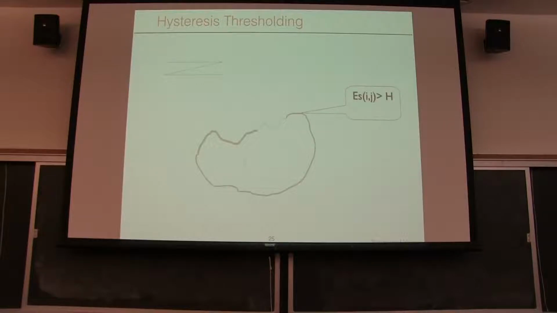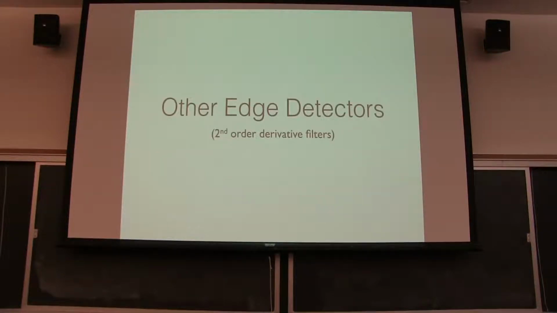Okay, so this is the picture of how I did it. I scan from the top to the bottom, left to right. I find the first unvisited pixel that is greater than the threshold, so I keep walking around it. And this one is less than the threshold, but it's greater than the low, so it will pick it up, and so on. Okay? All right, so that's the end of first order edge detectors.